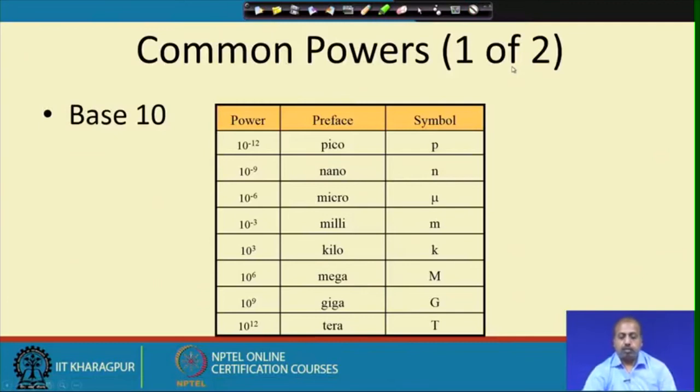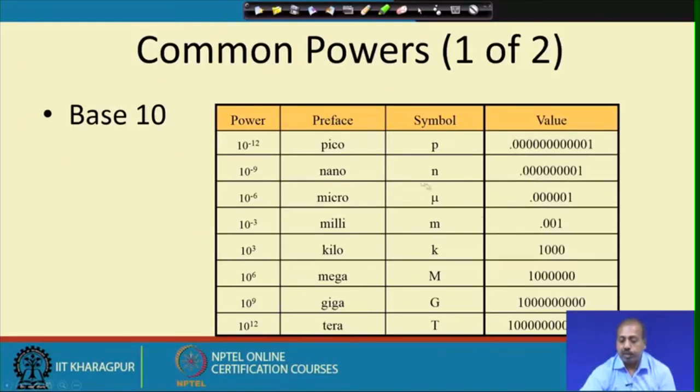Next we have common powers. These are the different names that are given. Base 10: 10 power minus 12 is called pico, 10 power minus 9 is called nano, minus 6 is micro. These are the standard names, up to 10 power 12, which is tera. In representation we use small p, small n, then micro, then small m, small k for kilo, then capital M for mega, capital G for giga, capital T for tera. So, these are common powers of base 10, and the corresponding values are like this. 10 power minus 12 is this one, which is known to us.